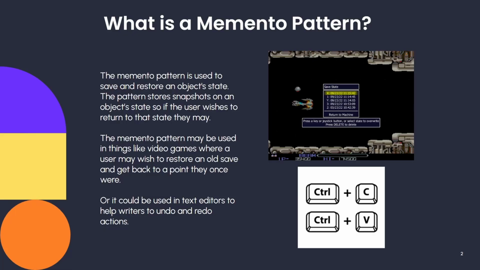The Memento pattern is a behavioral design pattern used to save and restore an object's state. Instead of recreating an object from scratch, the pattern allows us to return to a previously saved state. Common examples include video game save systems and the undo feature found in text editors, where users can return to an earlier version of their work.